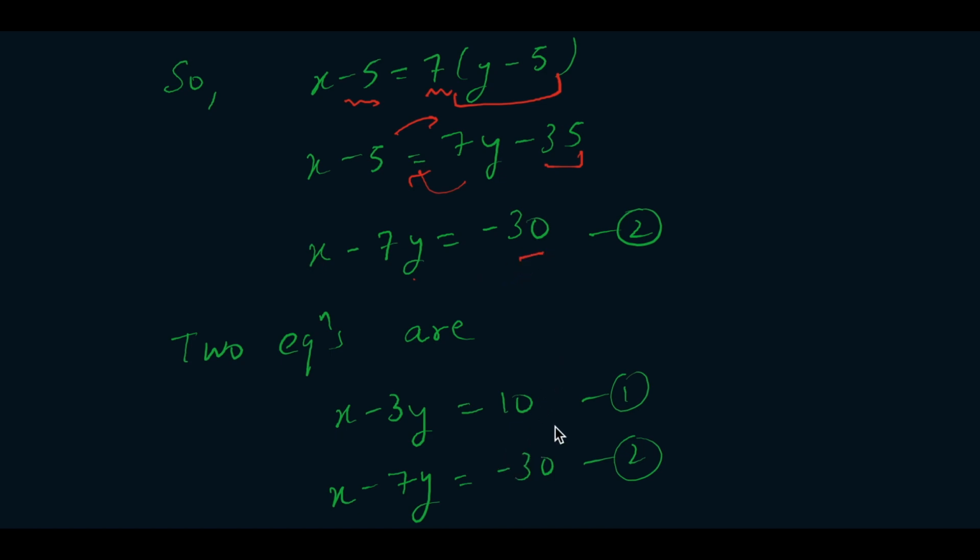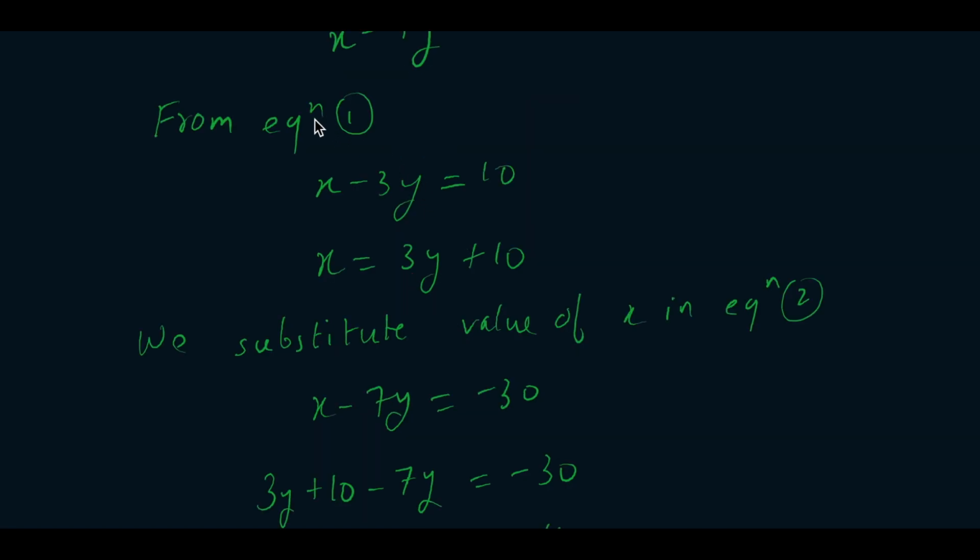So now we have two equations. First equation is x minus 3y equals 10 and second is x minus 7y equals minus 30. Now we will solve this using the substitution method. So from our equation 1 we have x minus 3y equals 10. So x becomes 3y plus 10. Now we substitute the value of x in equation 2. Our equation 2 is x minus 7y equals minus 30. Now for the value of x we will put 3y plus 10.